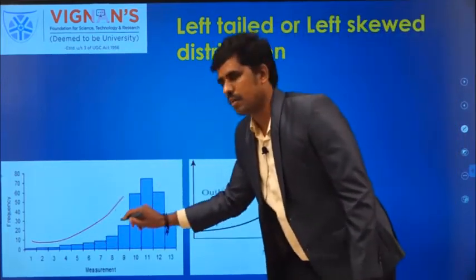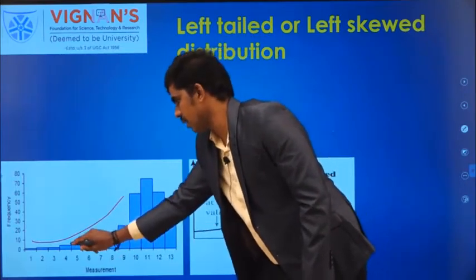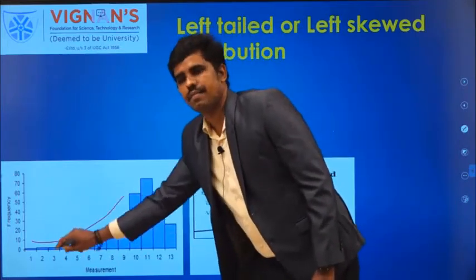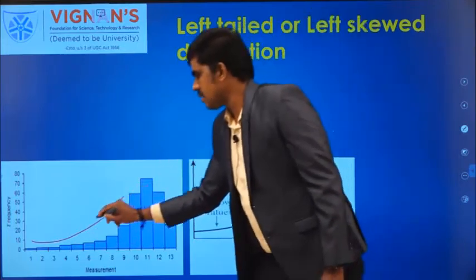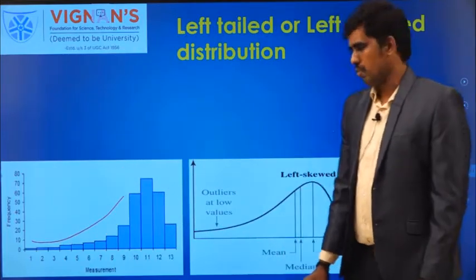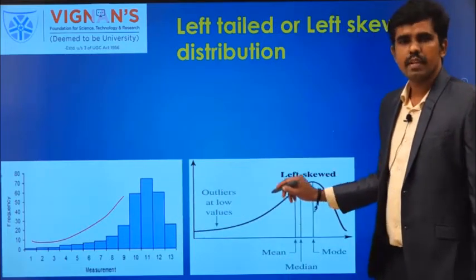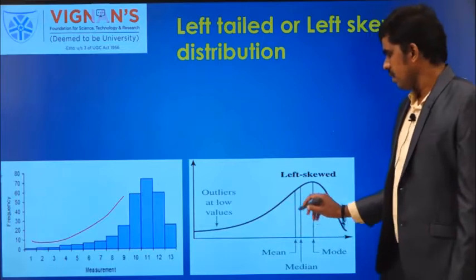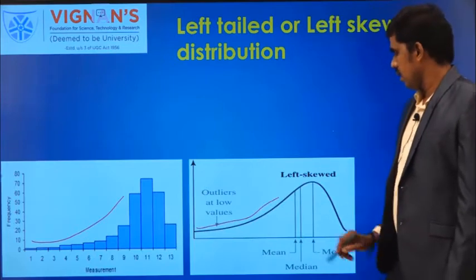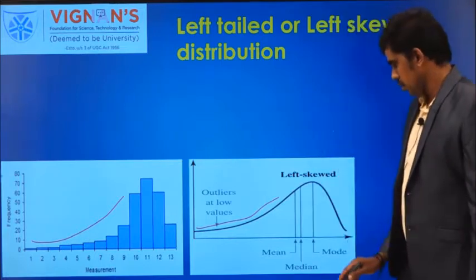Most of the data points are spread out on the left side only. Even though we have a peak here, most of the data are spread out on the left side, which means it has a long left tail. That's the reason it is called a left tailed distribution. This is an example in a histogram graph. Here also, in the frequency polygon graph, you see a long tail on the left side and a short tail on the right side. That's why it is called a left tailed frequency distribution.